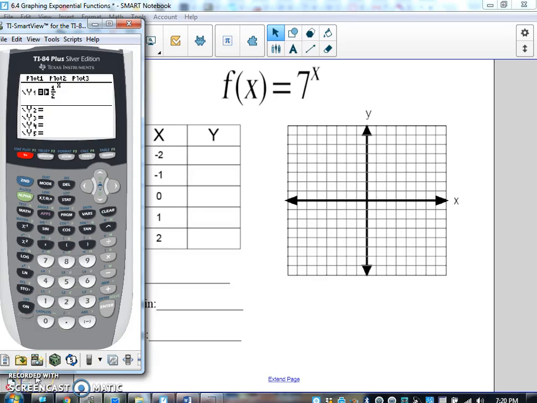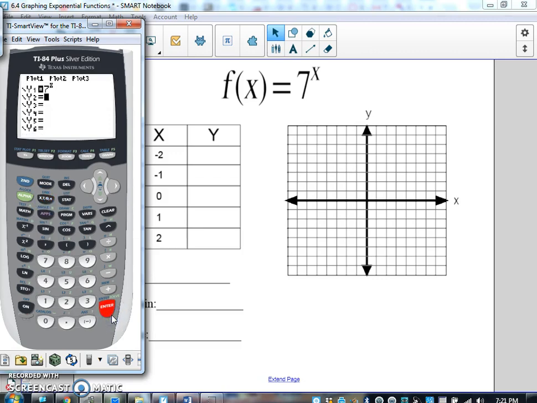All right, we're going to start with our third example here. F of x is equal to 7 to the power of x. I'm going to put that in the calculator. I notice that my a value is 1, so this is also going to be another parent function. So I have 7 to the power of x.